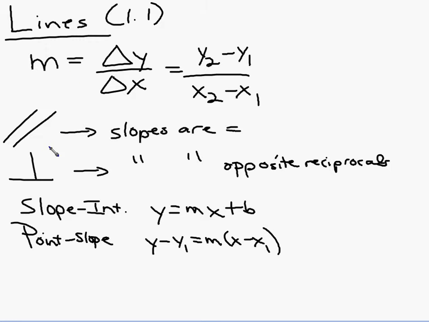Okay, we have reviewed these topics of lines today, and now we're going to get to some actual problems. We've reviewed our delta y over delta x. We've talked about slopes being equal if they're parallel, and opposite reciprocals if they're perpendicular. And we've reviewed the slope-intercept and point-slope forms. So let's look at some actual problem sets.